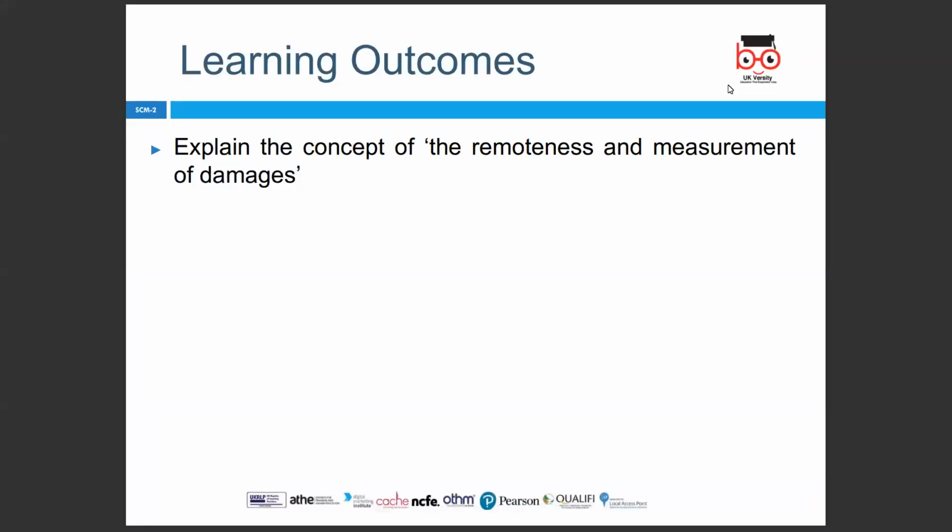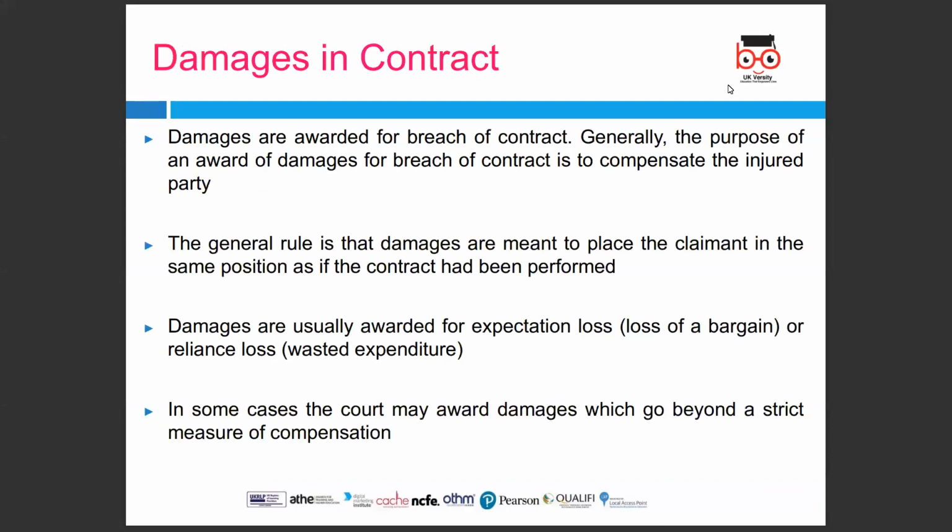The learning outcome is to explain the concept of remoteness and measurement of damages. Damages are awarded for breach of contract. Generally, the purpose of an award for breach of contract is to compensate the injured party. The general rule is that damages are meant to place the claimant in the same position as if the contract had been performed. Damages are usually awarded for expenditure loss, which is loss of bargain, or reliance loss, which is wasted expenditure. In some cases, the court may award damages which go beyond a strict measure of compensation.